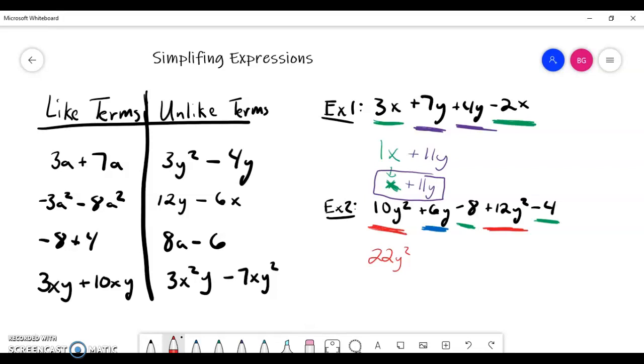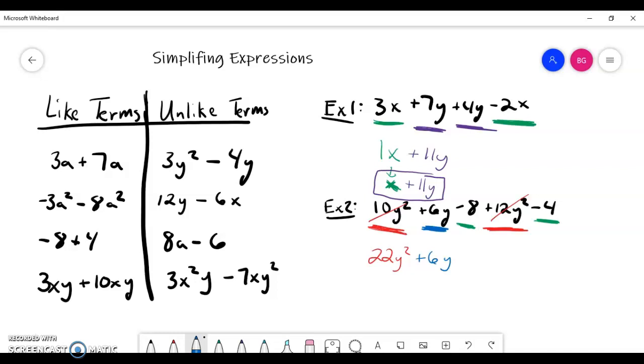One thing I sometimes like to do is cross them off. So I'm going to put a little line through so I know I'm done with them. That's one thing some people like to do. It doesn't matter to me as long as you can distinguish. Okay? And then the next thing I'm going to do is go to my y, my blue. And remember, this one doesn't have anything it can combine with. So I'm just going to leave it as a plus 6y. If it can't combine with anything, it's just going to stay the same. Nothing's going to change with it.